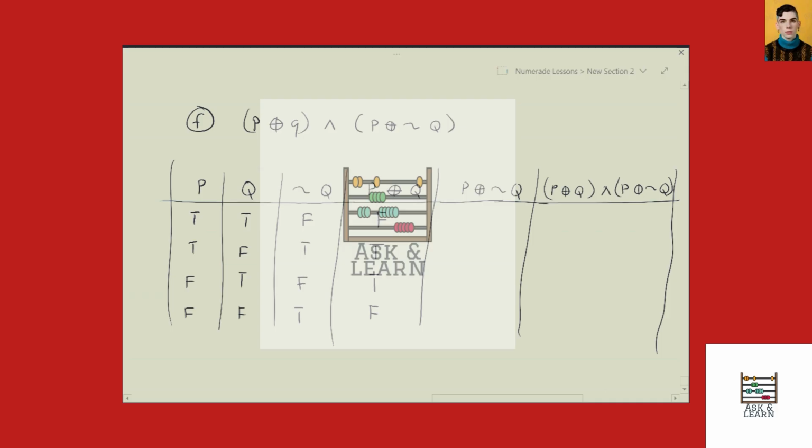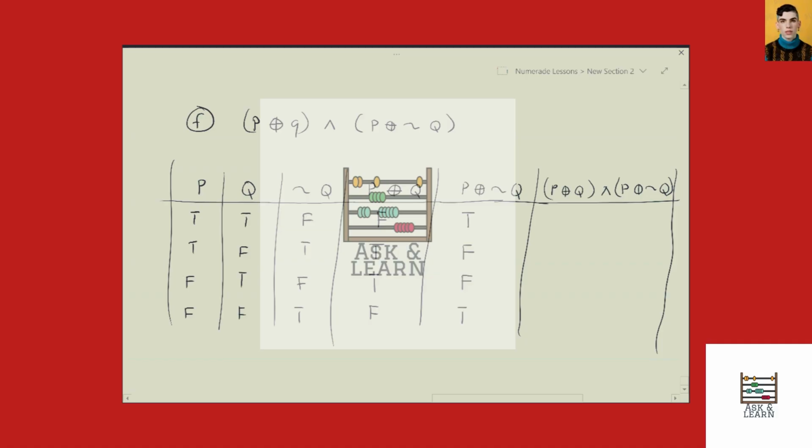So the logic is also true for true, false, and it is false for true. It is equally false for false, and it is true for false, true.